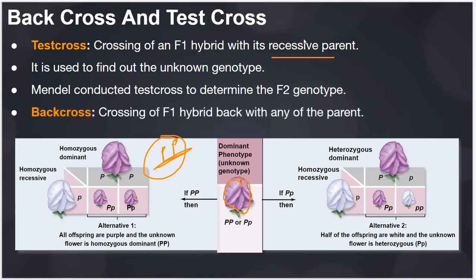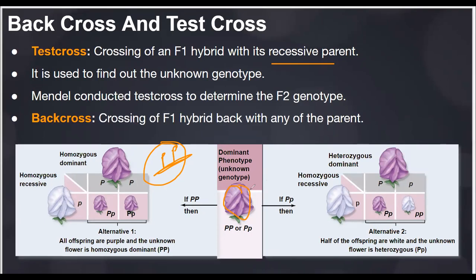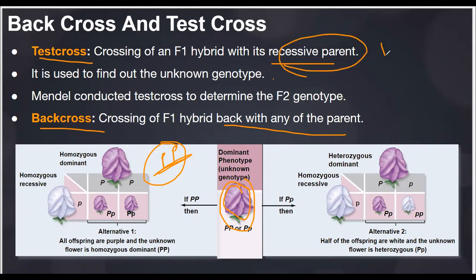Then what is a backcross? Backcross is simply again crossing the F1 hybrid with any of the parents. So back is basically any of the parents. In a test cross, it is specifically the recessive parent. So you have your F1 hybrid over here, or F2, whatever you want to test. You want to know the genotype of the F1 generation, or the F2 generation, crossed with the recessive parent, let's say two small p. This is your test cross.